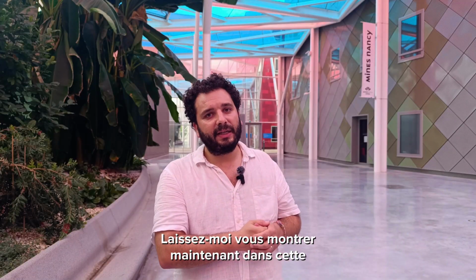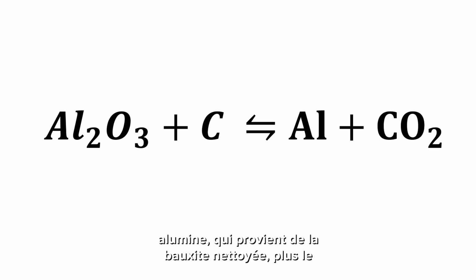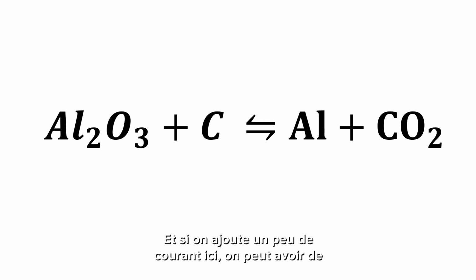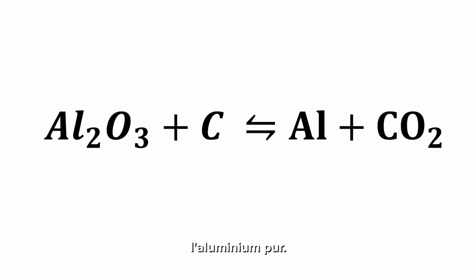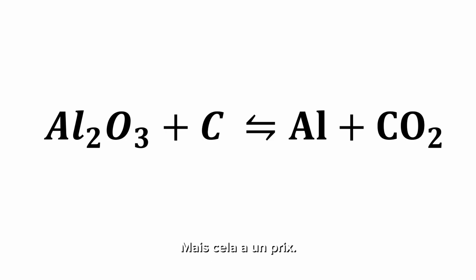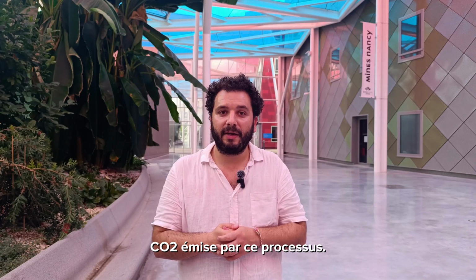Let me show you now in this slide a simple version of the chemical equation. So you see we have Al2O3, this alumina that comes from the cleaned bauxite, plus the carbon of the electrode. And if we add some current here, we can have pure aluminum, but of course, the oxygen is not staying alone. The oxygen is caught by the carbon. Carbon helps to catch the oxygen atom from the aluminum. It's great, you get the aluminum you want, but there is a price to that. This is the CO2. So now I would like you to calculate how much CO2 is emitted by this process.